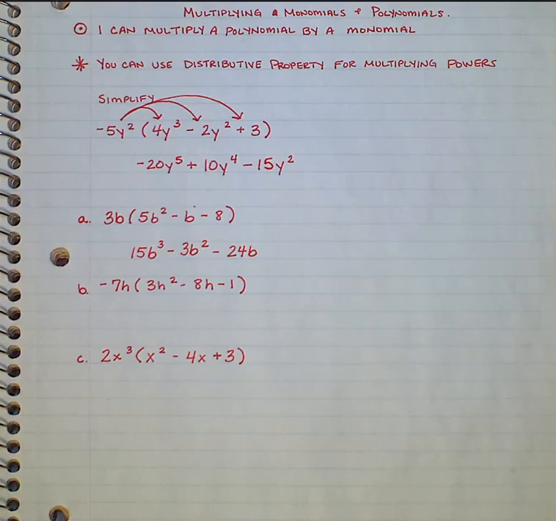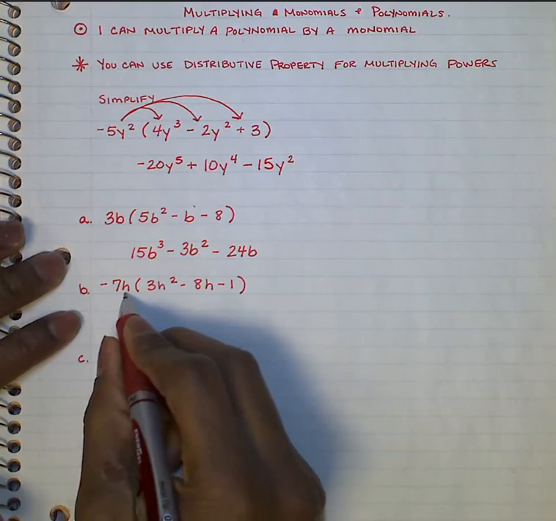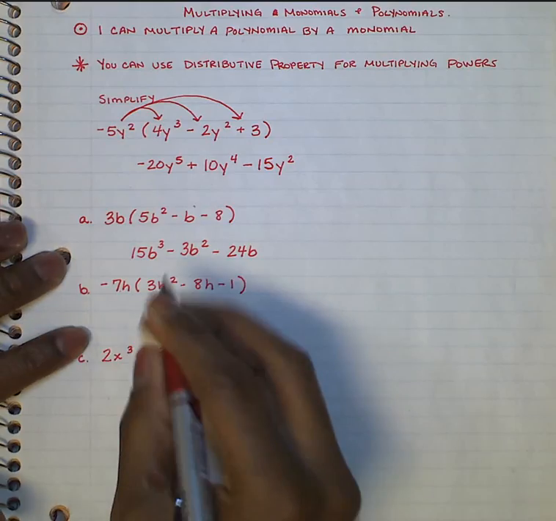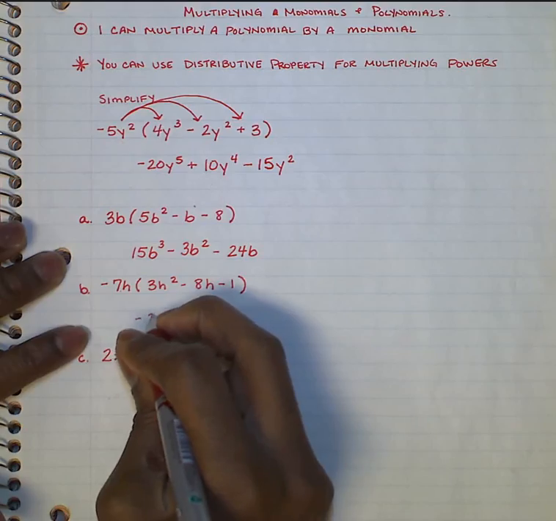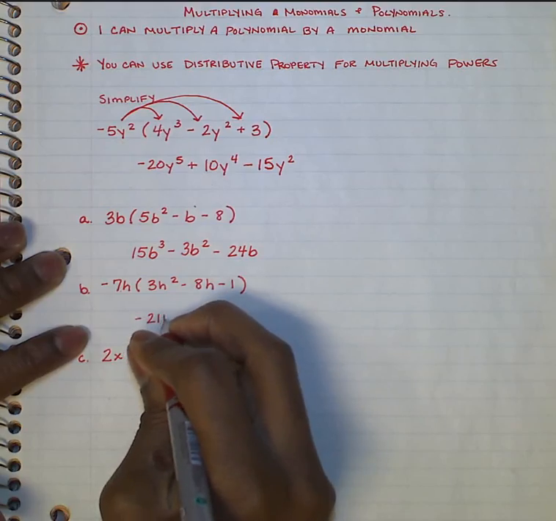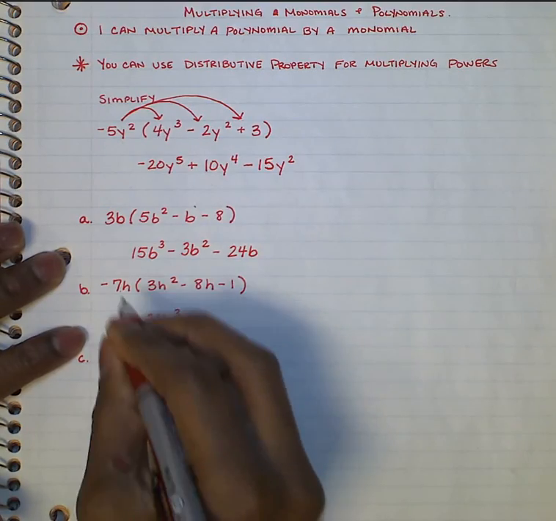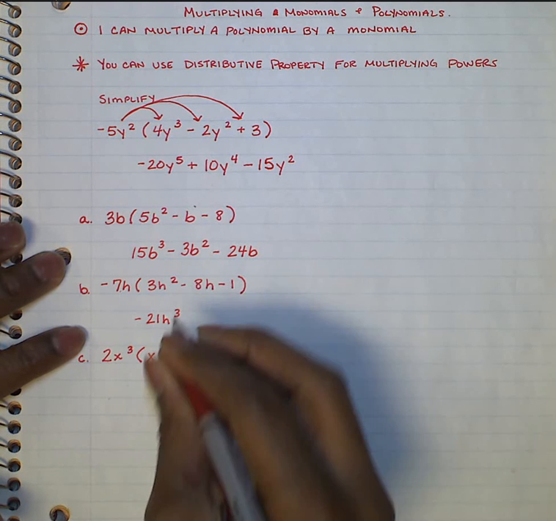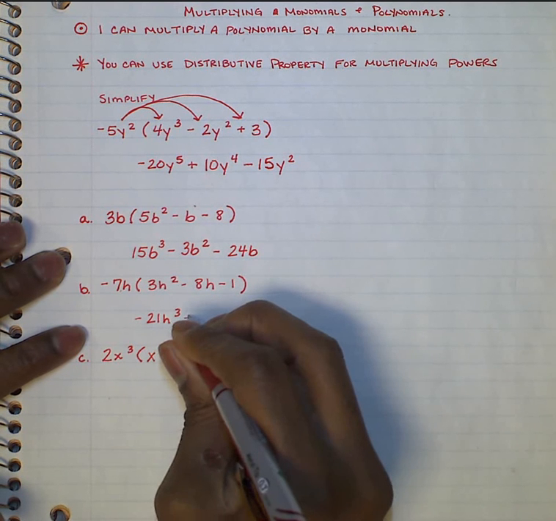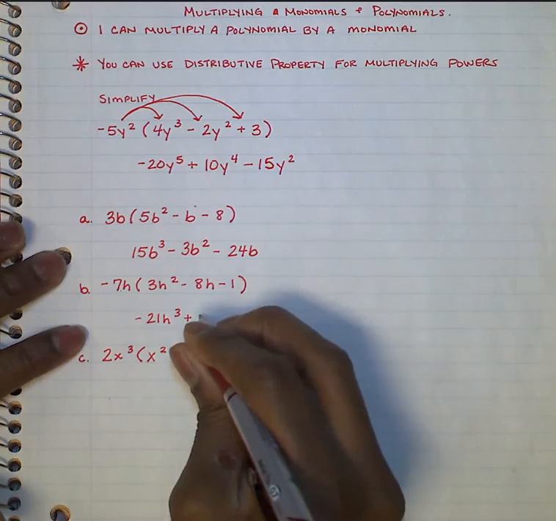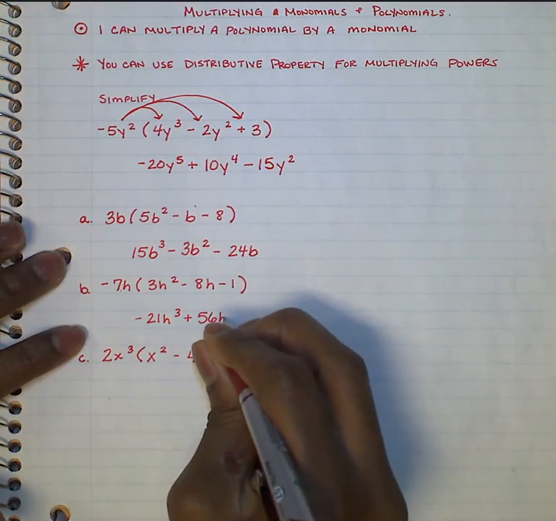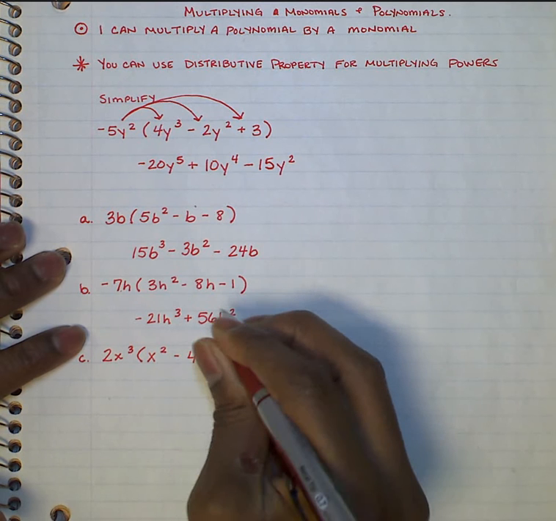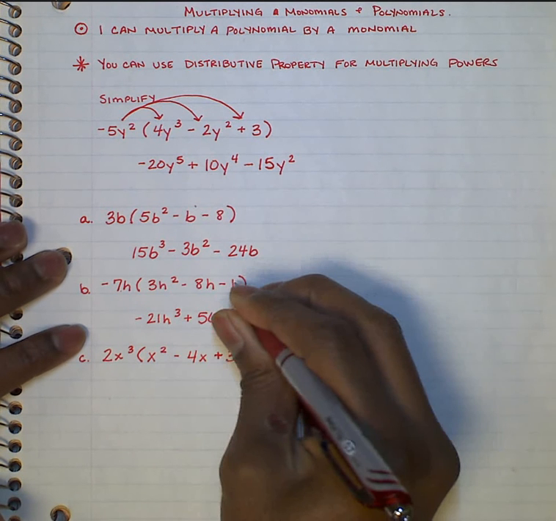Just a couple more. Negative 7h times 3h squared will give me negative 21h to the third. Negative 7h times negative 8h will give me positive, negative times negative is positive, 56h squared. Then negative 7h times negative 1 will give me positive 7h.